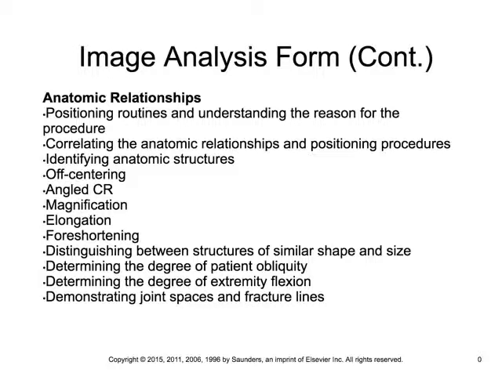And then being able to distinguish between structures of similar shape and size, especially things like wrist bones, or when we're looking at the shoulder. Being able to determine the degree of patient obliquity, degree of extremity flexion, and joint spaces. This is a skill that we are going to test and acquire throughout this entire trimester. Understanding what amount of rotation may be on an image requires a laundry list of check marks that we are going to critically evaluate, and we are going to be looking at that projection by projection.